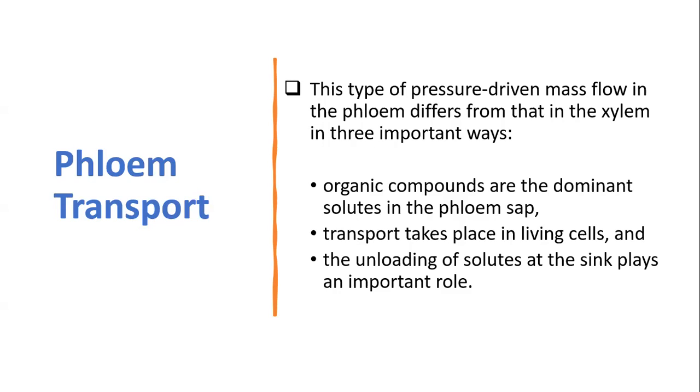This type of pressure-driven mass flow in the phloem differs from that in the xylem in three important ways. In the xylem, inorganic compounds are mostly dominant, because the nutrients taken up from the soil are ions, which are inorganic compounds, and they are just loaded into the xylem. That's why the xylem sap has mostly inorganic compounds, but the phloem sap has dominant organic compounds or solutes.